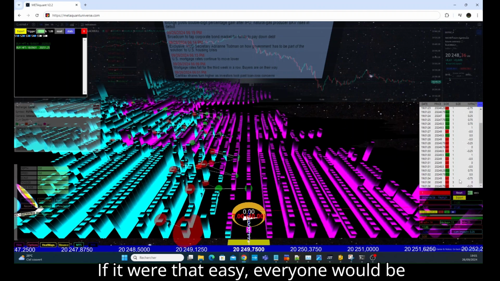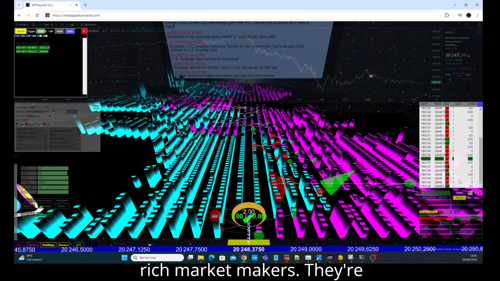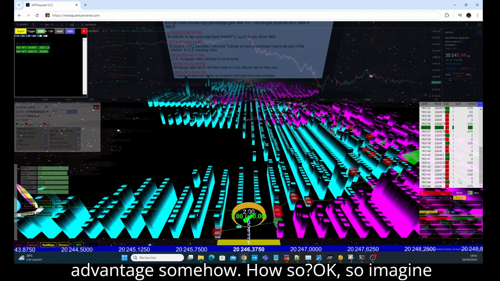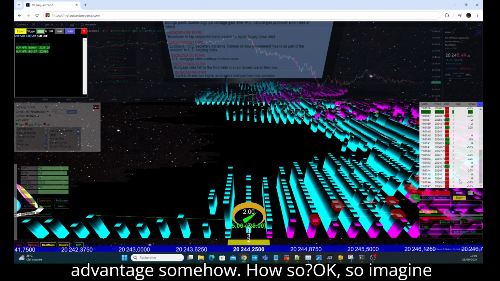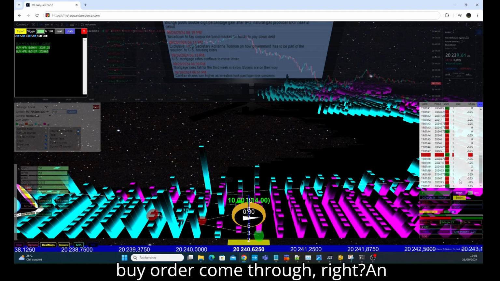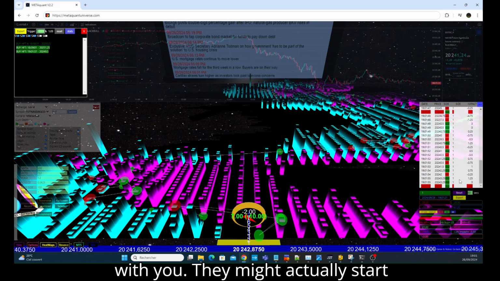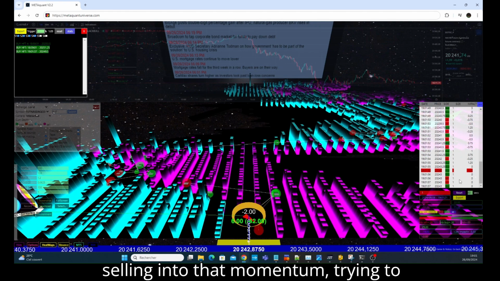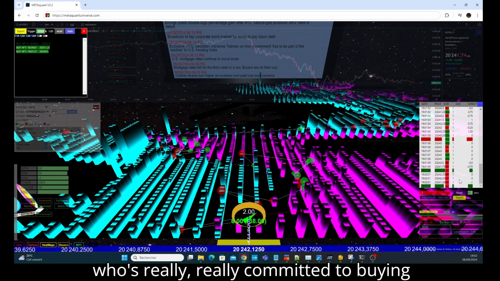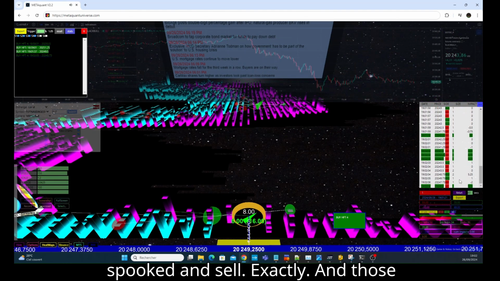If it were that easy, everyone would be rich. Market makers, they're usually one step ahead. So they're using these big trades to their advantage somehow. How so? Okay, so imagine this. A market maker sees this huge buy order come through, right? An unwelcome one, pushing the price up. Okay, I'm with you. They might actually start selling into that momentum, trying to push the price back down, like they're testing the waters. They're trying to see who's really committed to buying at that new higher price, who might get spooked and sell.